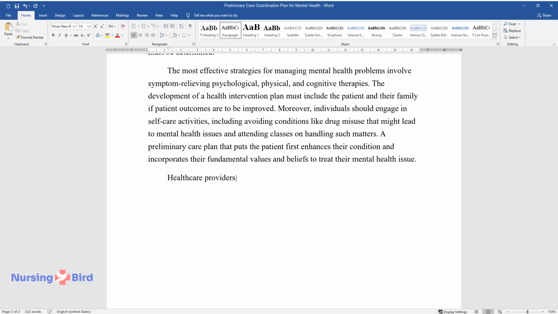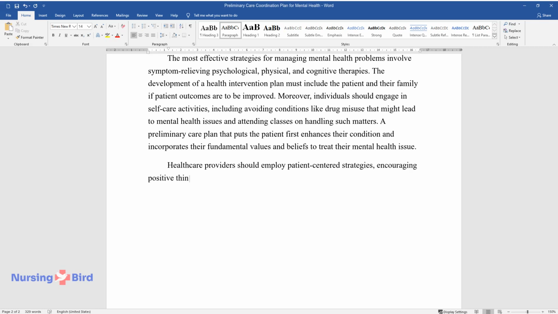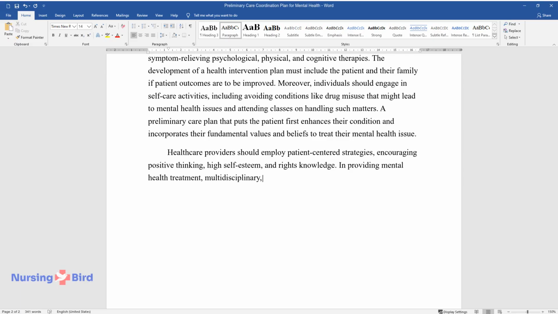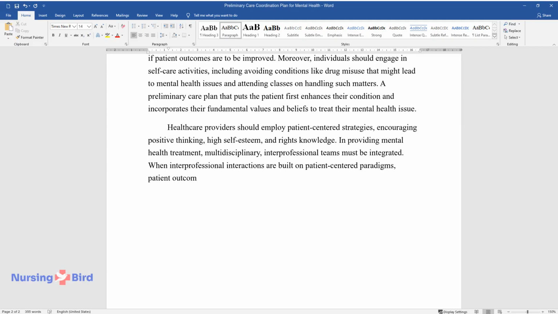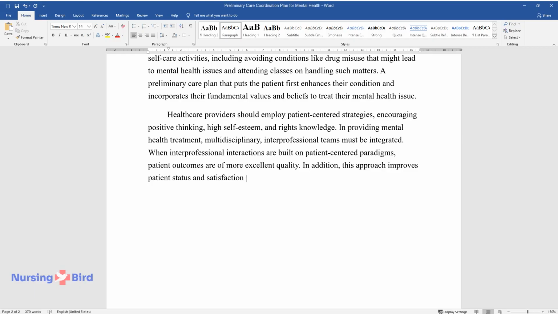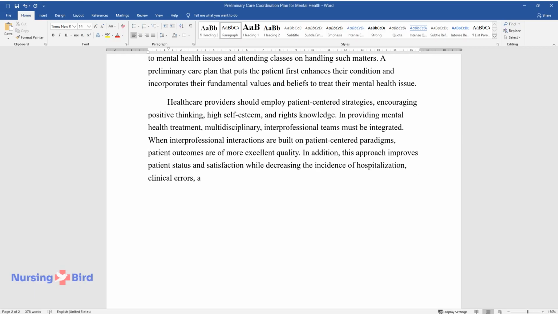Healthcare providers should employ patient-centered strategies, encouraging positive thinking, high self-esteem, and rights knowledge. In providing mental health treatment, multidisciplinary, interprofessional teams must be integrated. When interprofessional interactions are built on patient-centered paradigms, patient outcomes are of more excellent quality. In addition, this approach improves patient status and satisfaction while decreasing the incidence of hospitalization, clinical errors, and suicide.